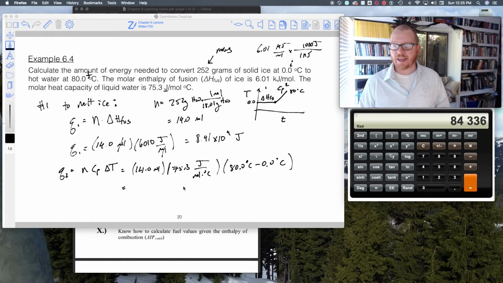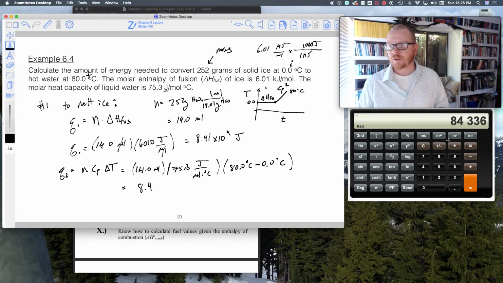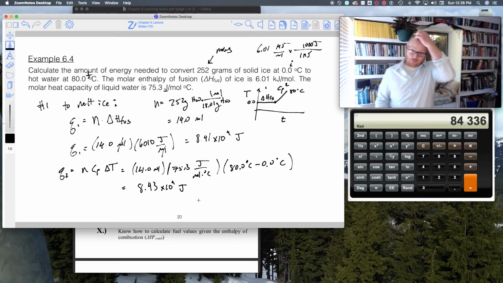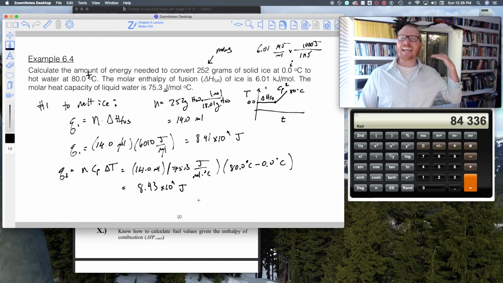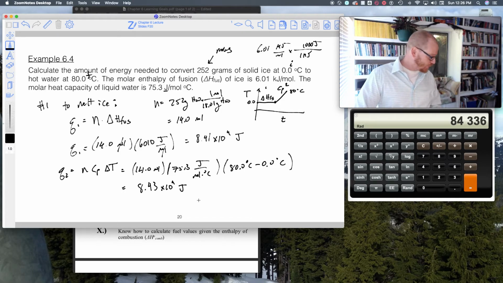So now for this one, I get 8.43 times 10 to the 4th joules. So this is amazing. Look, both of those numbers came out very similar. And so let's just think about what that means for a second. It takes just as much energy to melt the ice as it does to then heat it up as water by 80 degrees.